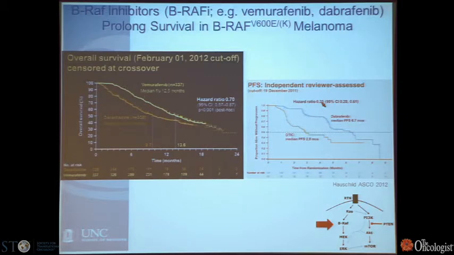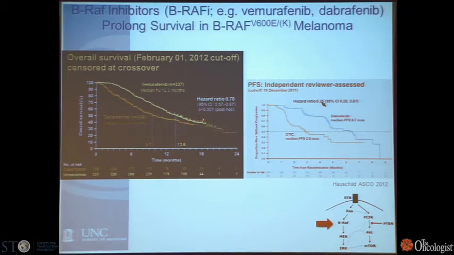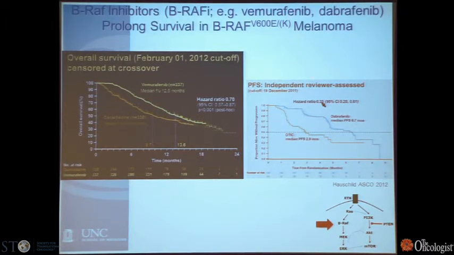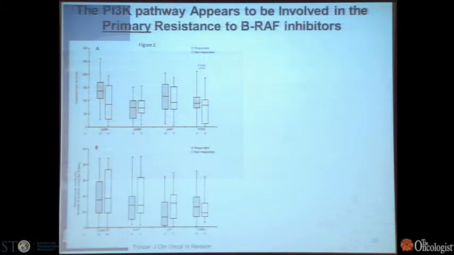This is the updated analysis that Paul Chapman presented at ASCO this year. So this is the updated overall survival curves after the drug was allowed to be given to all patients. So vemurafenib holds an overall survival benefit after crossover was allowed, compared to dacarbazine. We're seeing exactly the same thing with dabrafenib, which is another B-RAF inhibitor developed by GlaxoSmithKline. So irrespective of the B-RAF inhibitor you use, you get the same benefit compared to dacarbazine.